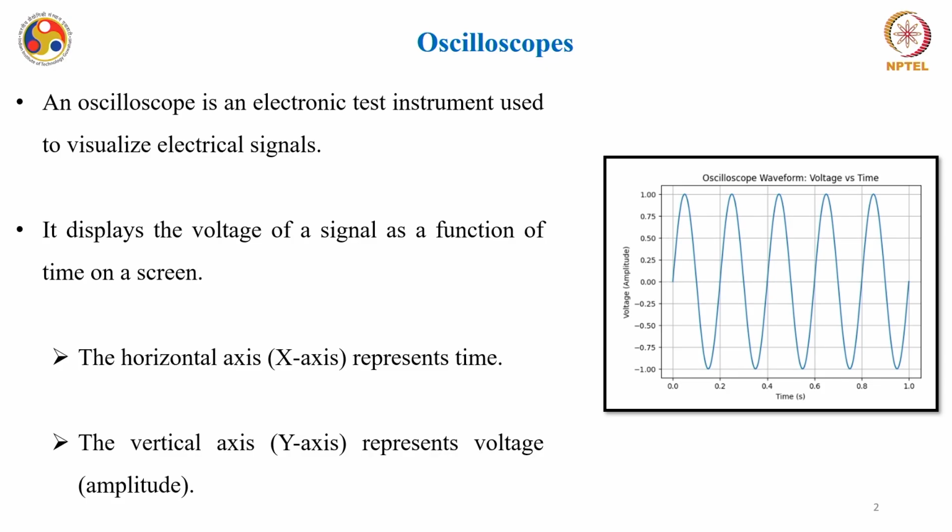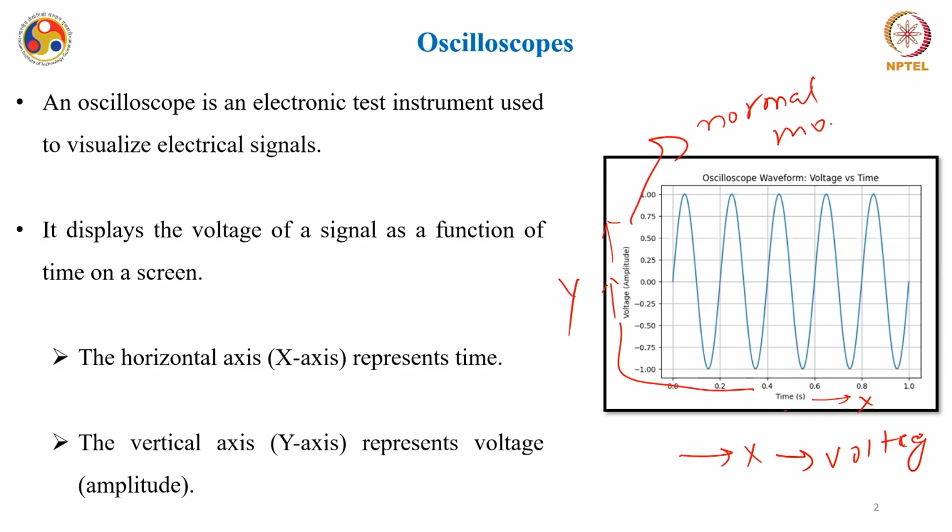So, you can see a basic waveform on the screen of an oscilloscope, which has x-axis as time and voltage on your y-axis. This is just one way of representation of oscilloscope waveform. You may also have voltage on the y-axis as well as another voltage on the x-axis. So, this is also possible. So, this is one mode, voltage versus time.